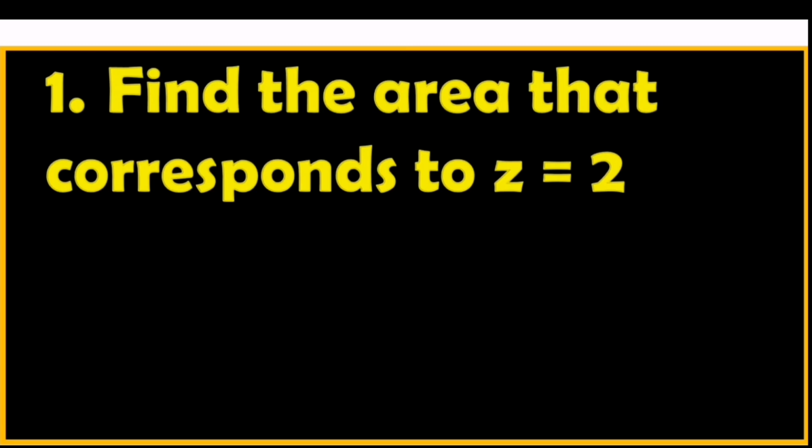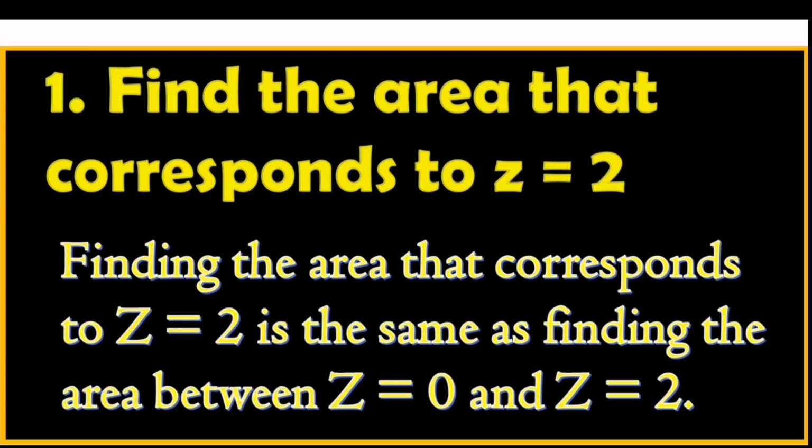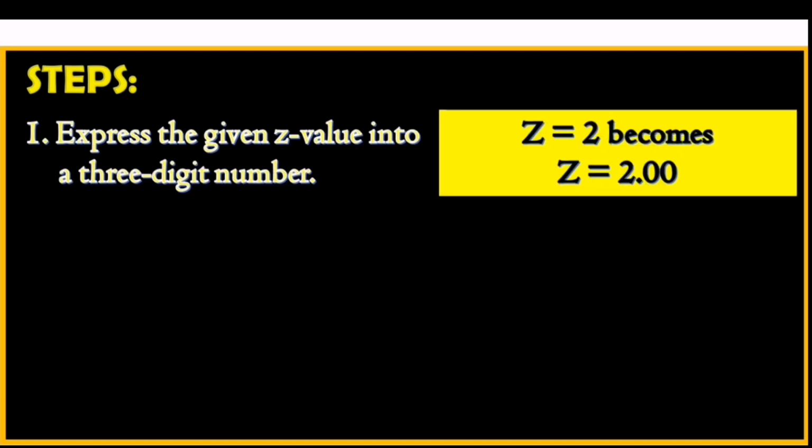Example number 1. Find the area that corresponds to z equals 2. Finding the area that corresponds to z equals 2 is the same as finding the area between z equals 0 and z equals 2. So we will follow the steps. Step 1, express the given z-value into a 3-digit number. Since z is equal to 2, it becomes z equals 2.00.